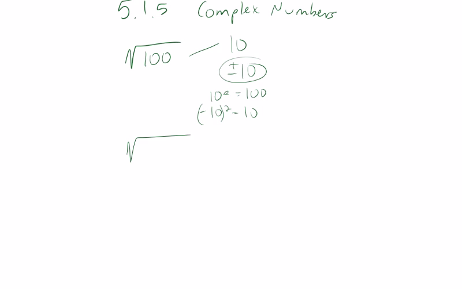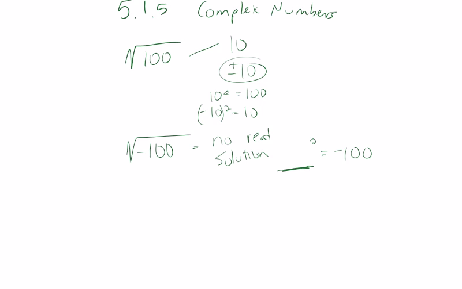Now, if I ask you to tell me the square root of negative 100, meaning what number multiplied times itself will get me negative 100? What number squared? So it has to be the same number. What number squared gets me negative 100? Well, it can't be 10 or negative 10. So is there any number that squared gets me negative 100? No, there is not. So in the past, we would have said no real solution.